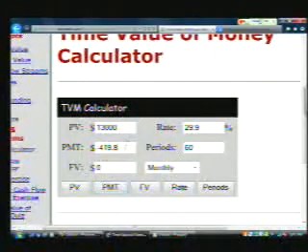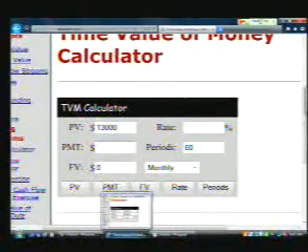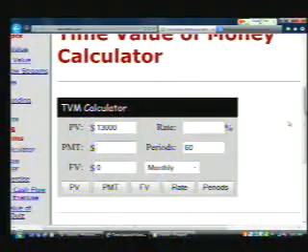Watch how cool this calculator is, though. It'll even calculate the rate for us. If we made payments of $300 a month to our friend that we're buying this car from, friend is in quotation marks now, how much APR is our friend really charging us if we're making payments of $300 a month? See, I'm leaving the rate blank.